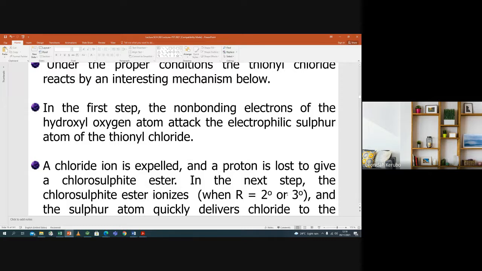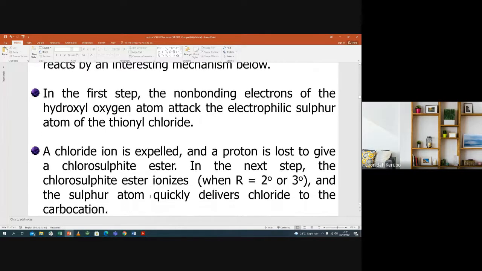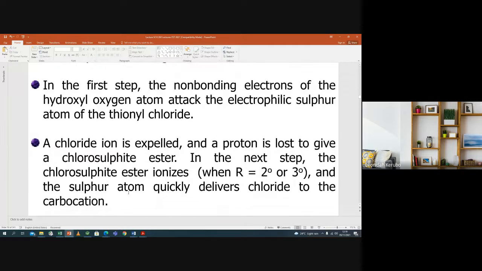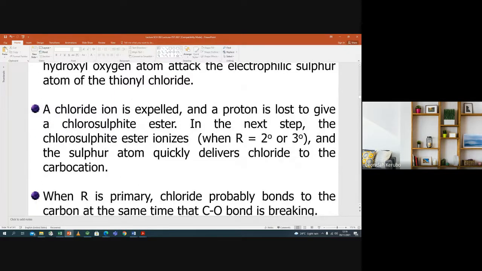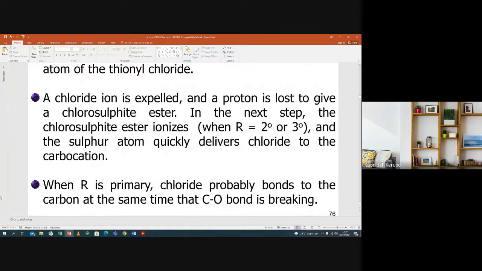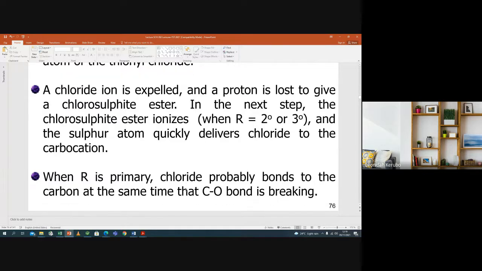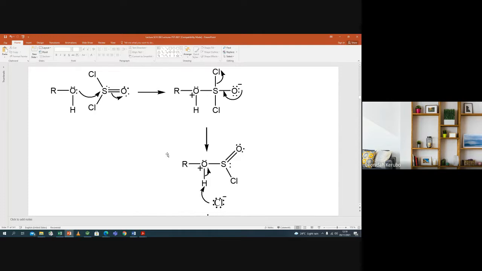And we've explained earlier it's because secondary and tertiary carbocations are usually stable as compared to the methyl and primary carbocations. That's why ionization for secondary and tertiary alcohols can take place, but not for primary and methyl alcohols. And the sulfur atom quickly delivers chloride to the carbocation. So you'll see that mechanism. When R is primary, chloride probably bonds to the carbon at the same time that the carbon-oxygen bond is breaking. So for primary alcohols, they will undergo SN2, where there's no formation of a carbocation.